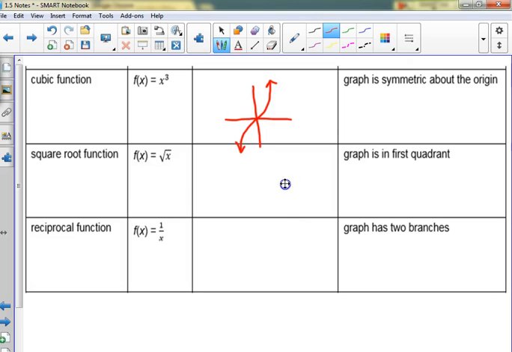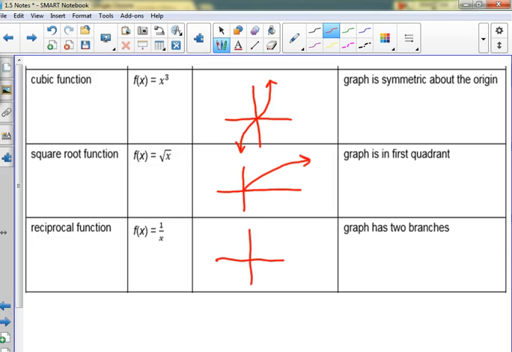Yes, it's not considered a vertex. It would be an inflection point actually, because it changes from concave. Yes, but the parent function is symmetric about the origin. Okay, we're just gonna stick with that. The square root function looks like this, kind of. Again, if we start reflecting that over the y-axis, it's not in the first quadrant anymore. So there are transformations that can occur that will change things.